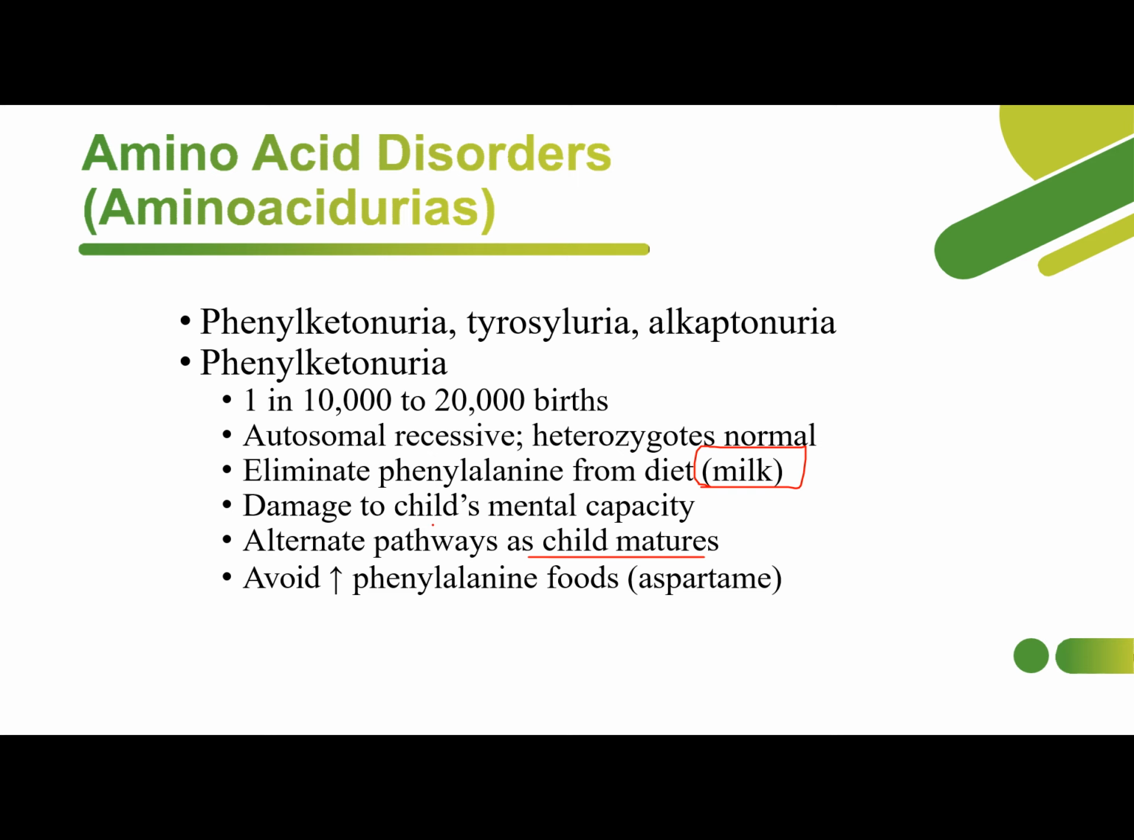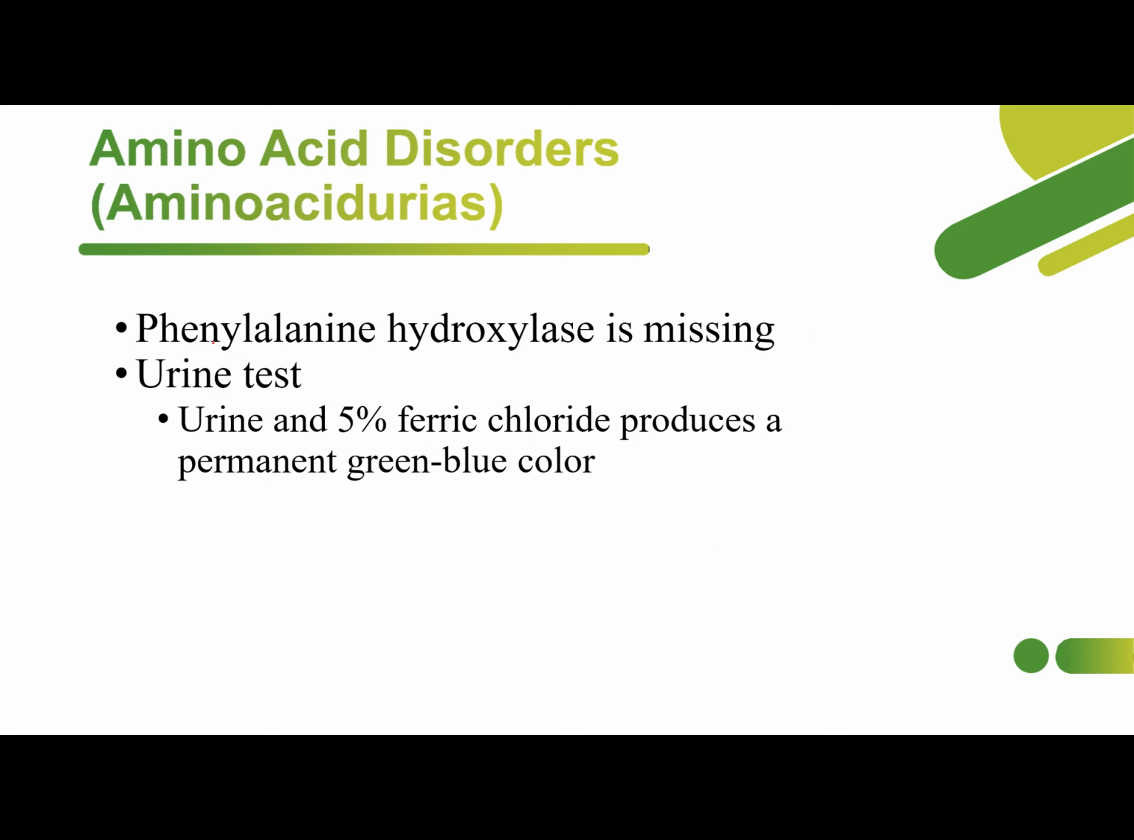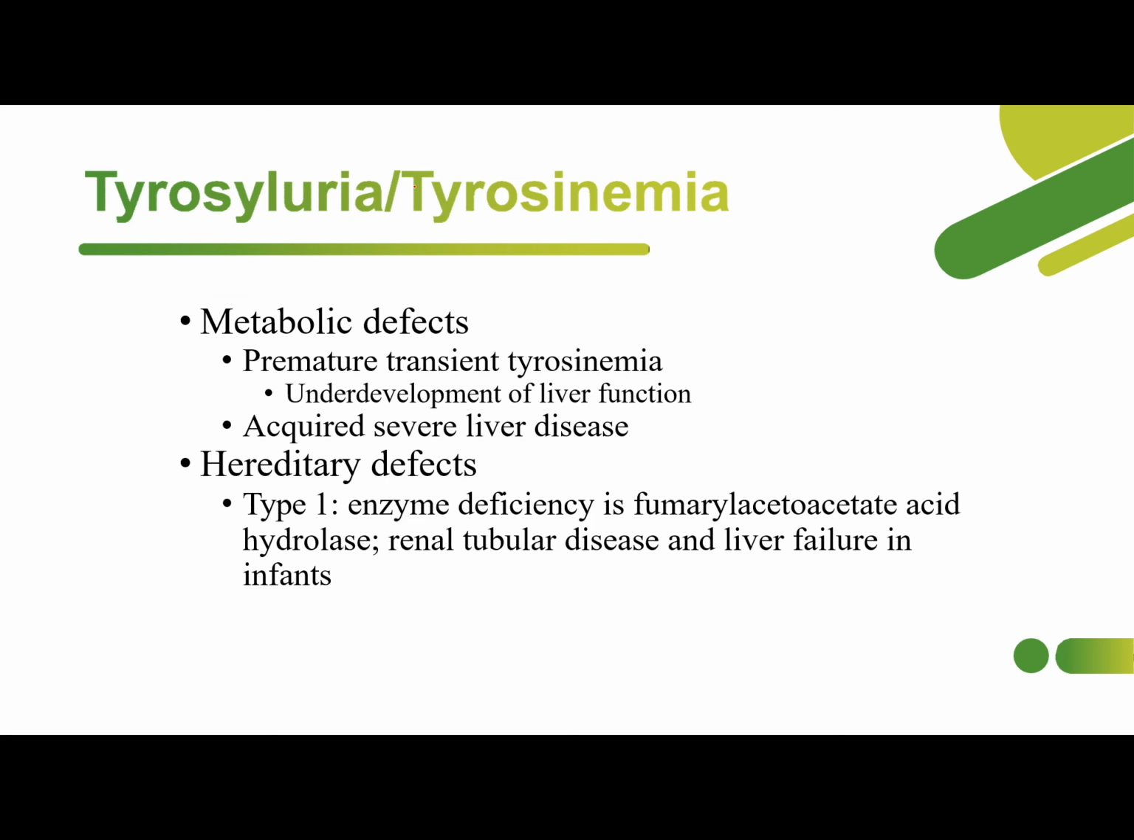So that's your PKU. Now, the cause of phenylketonuria is the absence of the enzyme phenylalanine hydroxylase. You would use a urine test. Urine and 5% ferric chloride would produce a permanent green-blue color. Then we have your tyrosinuria or tyrosinemia. This is a metabolic defect, premature transient tyrosinemia. This can cause underdevelopment of liver function and acquired severe liver disease.